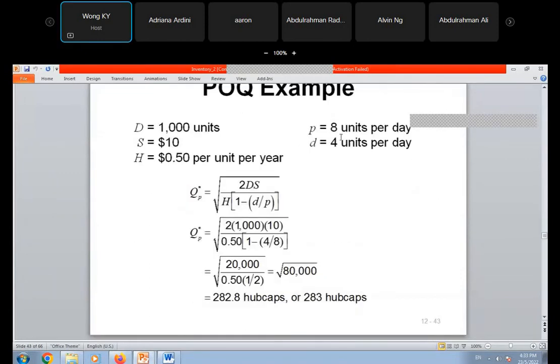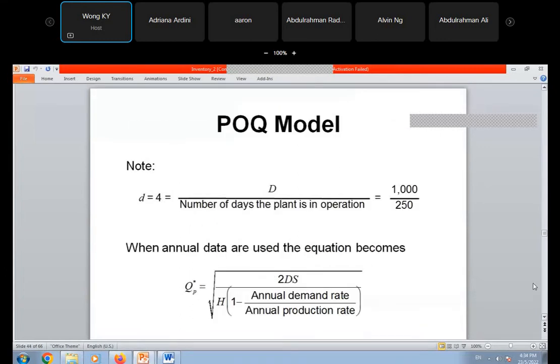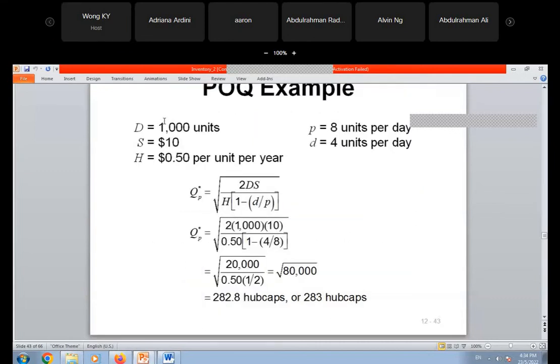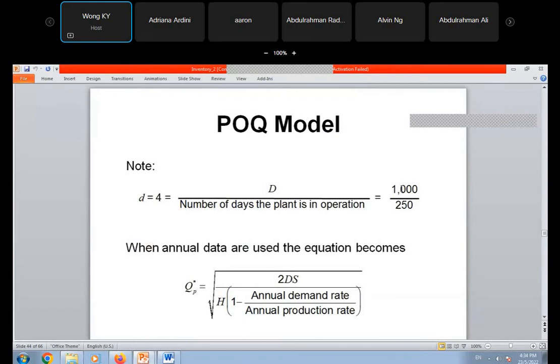Now, in this question, D is 4 units per day. Actually, D can also be calculated if you know the number of working days. D is the demand rate, so if you know the number of working days, it's just the annual demand divided by the number of working days. Annual demand is given as 1000, and the number of working days is 250. So 1000 divided by 250 will give us 4. Therefore, the demand rate or usage rate is 4.